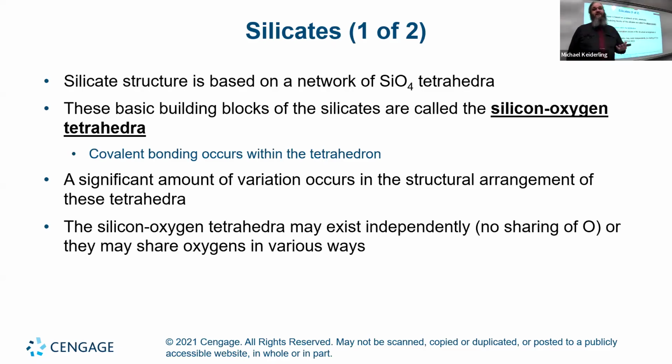Covalent bonding occurs within the tetrahedra. The silicon is covalently bonded to the various oxygens within the tetrahedra. And then those tetrahedra bond to each other in a variety of different ways. And there's a significant amount of variation in the structural arrangement of these tetrahedra. So you could have the same stuff arranged in different ways, can create different minerals.